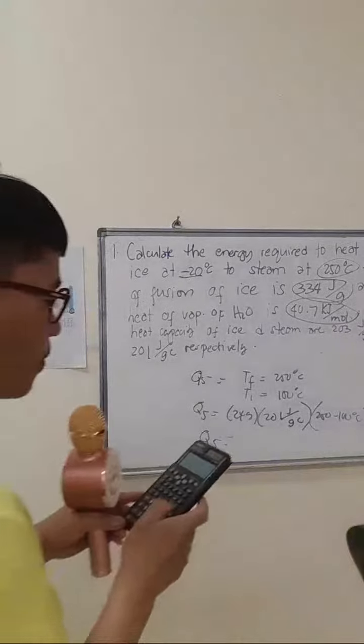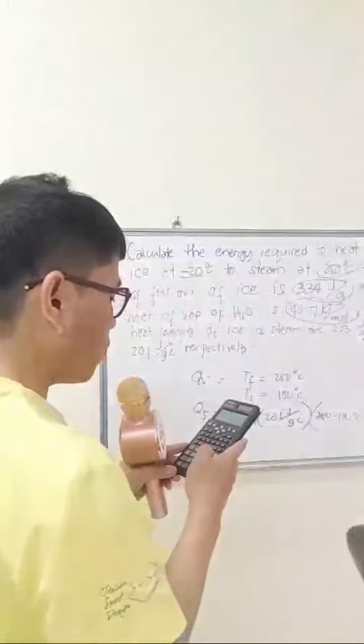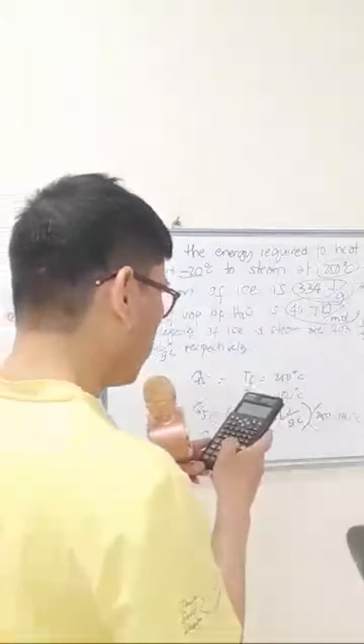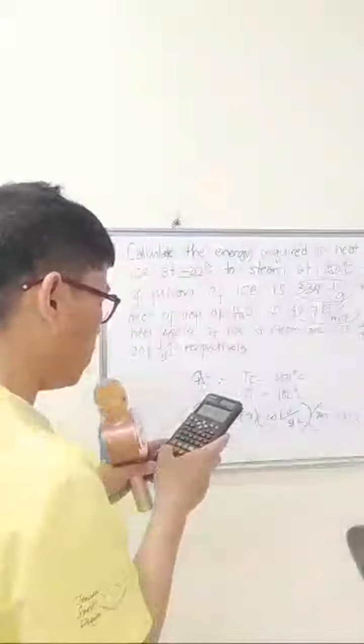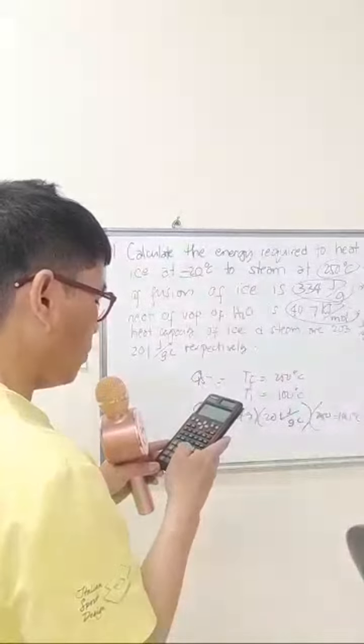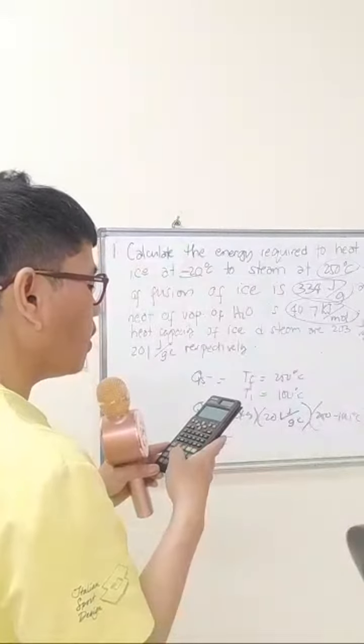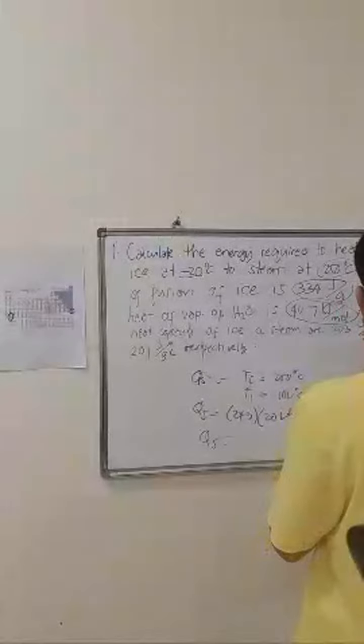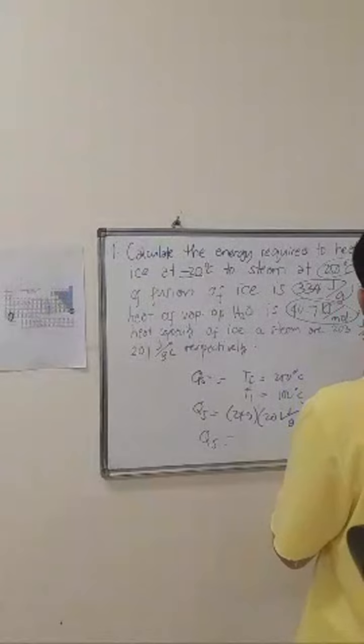So 250 minus 100, times the specific heat capacity of the steam, 2.01, times 24. That gives 7,236 joules. So Q5.